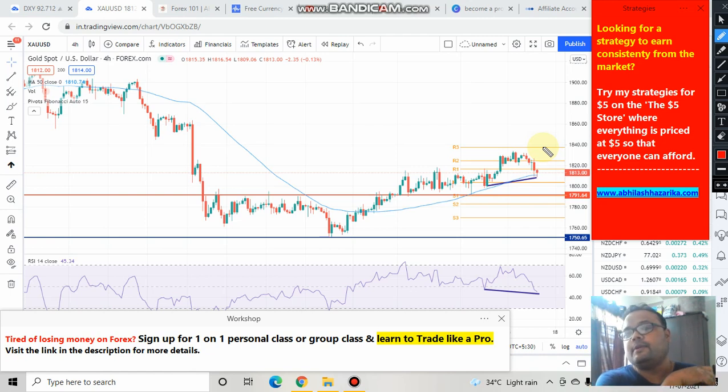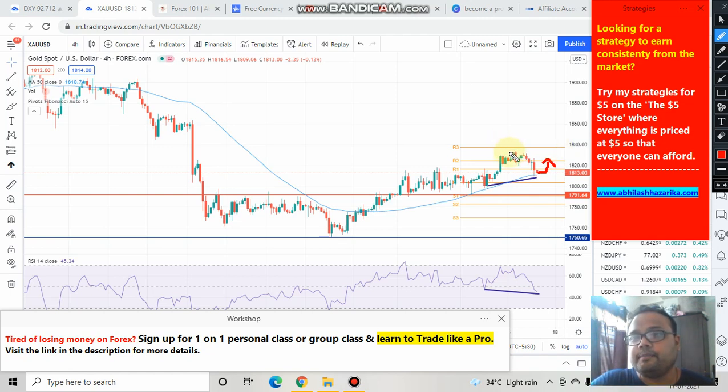Therefore, there is a possibility that after the market opening on Monday, we may see some price reversal, or gold USD may try to go up from here. In case it starts going up after the market opening on Monday, you can take a small position and you can go for a buy order.